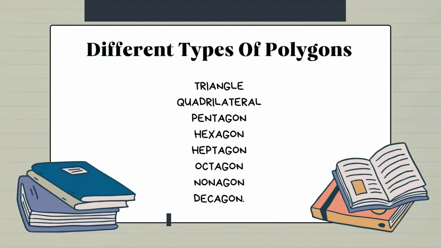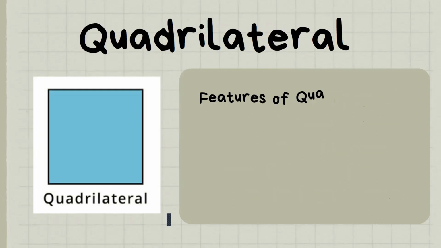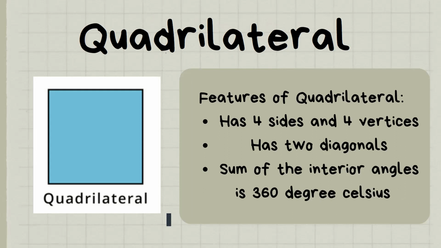And now I'll be talking about the different types of polygon. Firstly, we have triangle, whose features are 3 sides and 3 vertices, no diagonals, and the sum of interior angles is 180 degrees. Next, we have quadrilateral. The features of a quadrilateral are 4 sides and 4 vertices. It has 2 diagonals, and the sum of interior angles is 360 degrees.